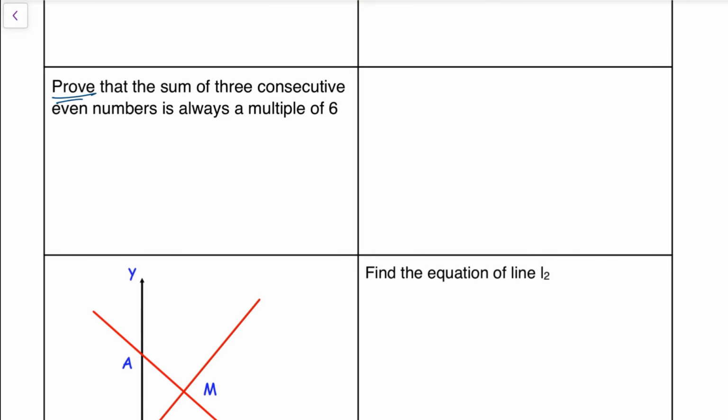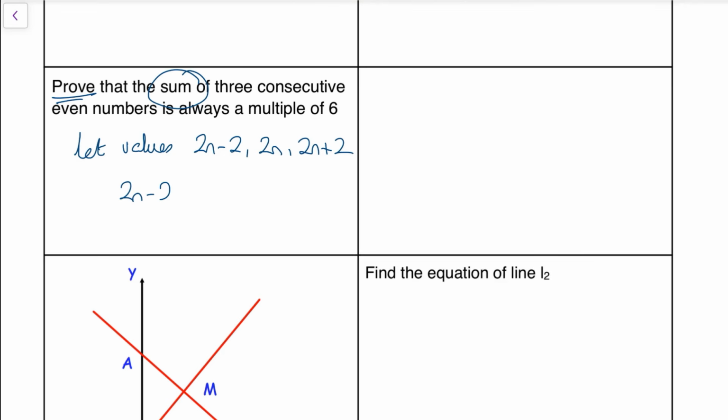Proof. In other words, there's a general way of showing it, and you have to be clear as to how your proof's working. Prove that the sum of 3 consecutive even numbers is always a multiple of 6. Well, I'm going to let values be 2n minus 2, 2n, and 2n plus 2, where n is an integer. And then I'm going to do what the question wants me to do. So I'm going to sum the numbers.